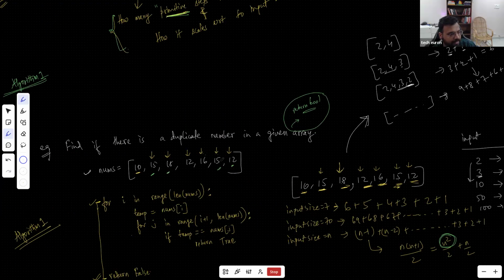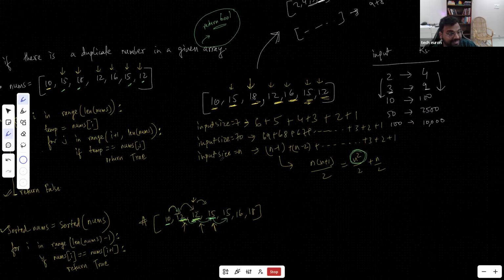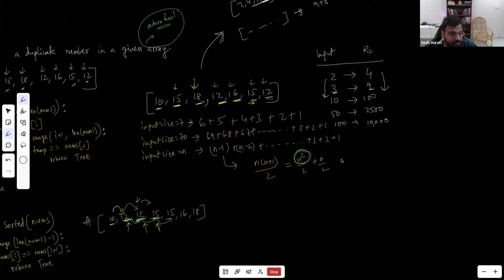Is this good or is this bad? See, it is exactly not n square. Actually, it is n square plus n by 2. So the actual number of steps is that, but if you see how it scales, that will be of the square order. Here I have taken an estimate. n square plus n by 2, I estimated to be n square. Are you guys following?